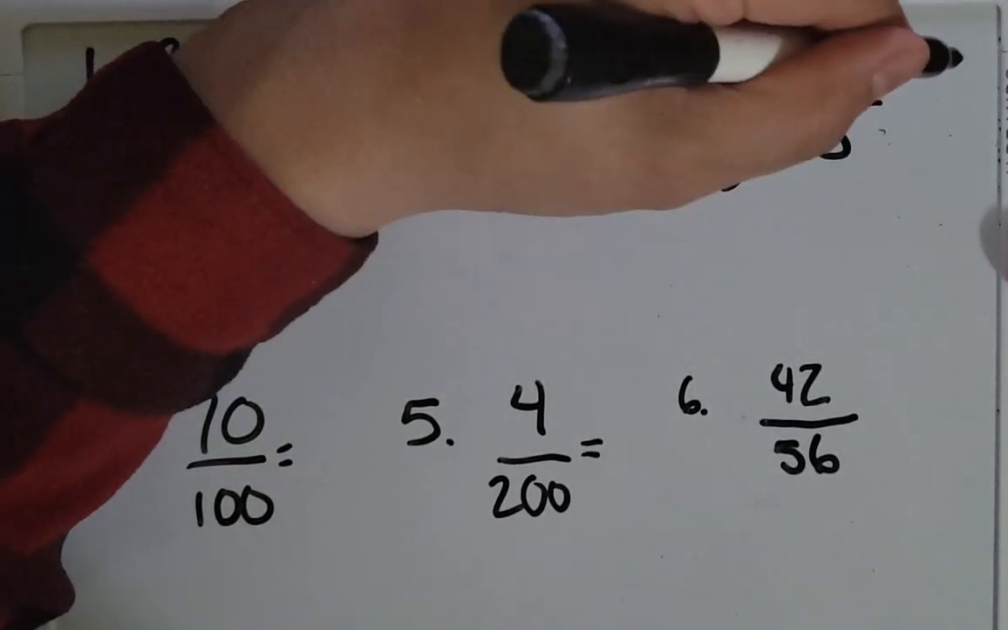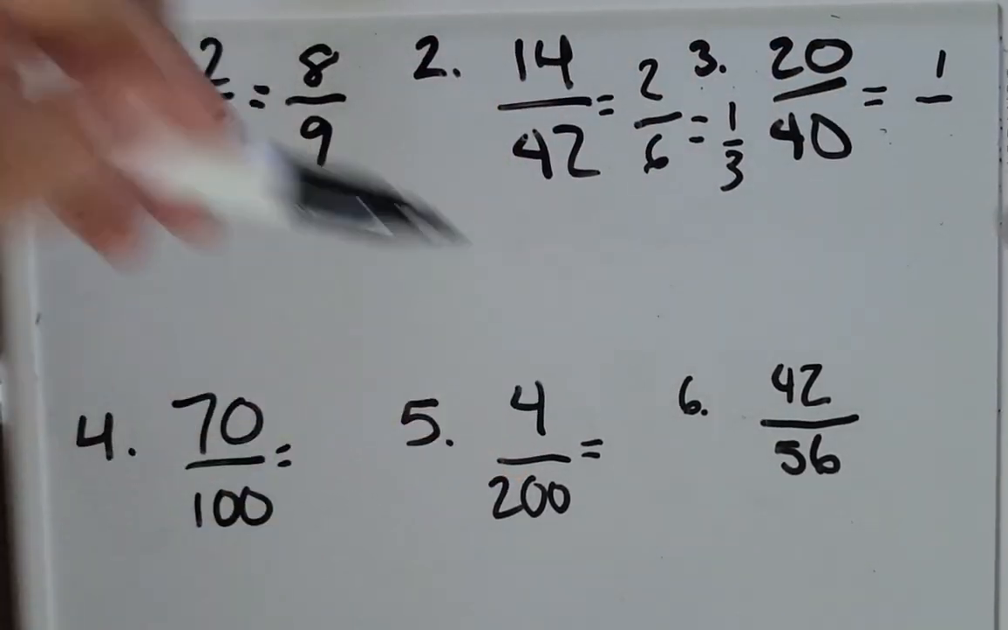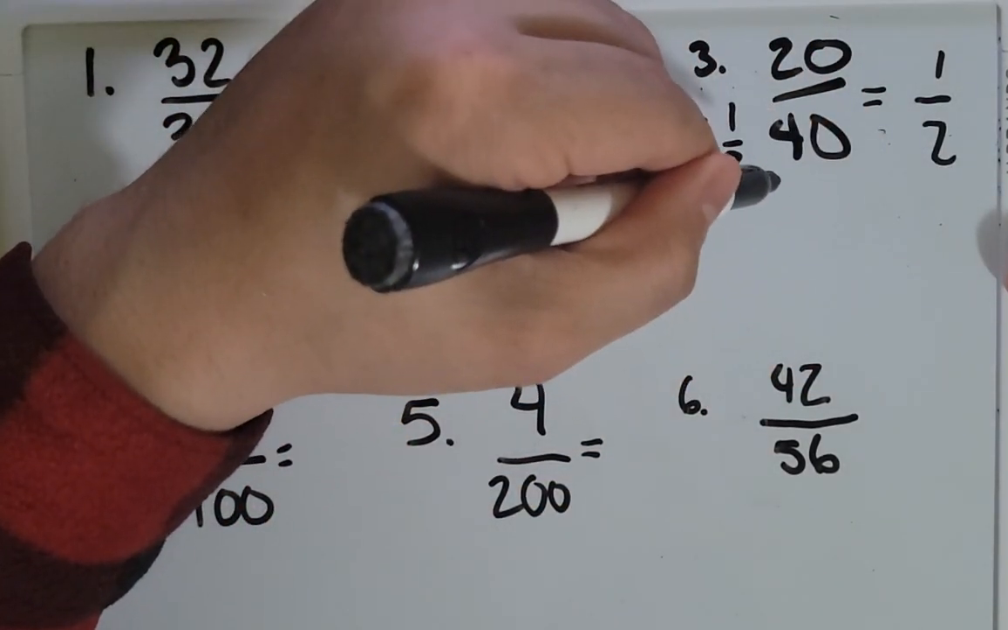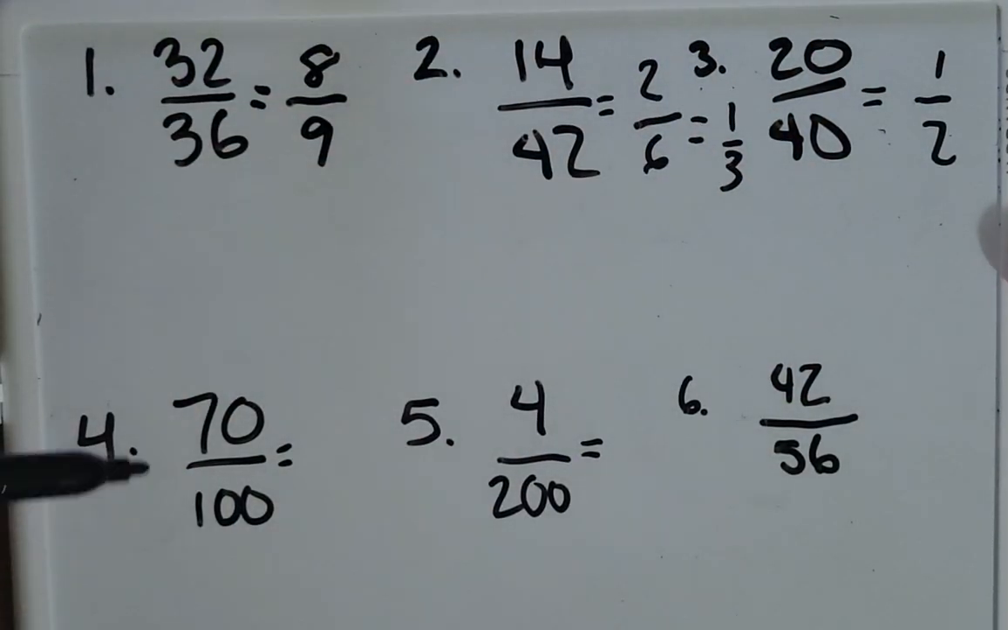Moving over to the next one, 20 over 40, we're just going to use the number 20, right? 20 goes into 20 once, so boom. And then 20 goes into 40 twice. So it went from 20/40 over to 1/2, right?